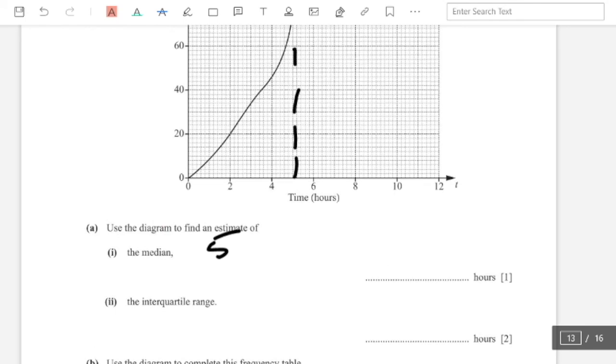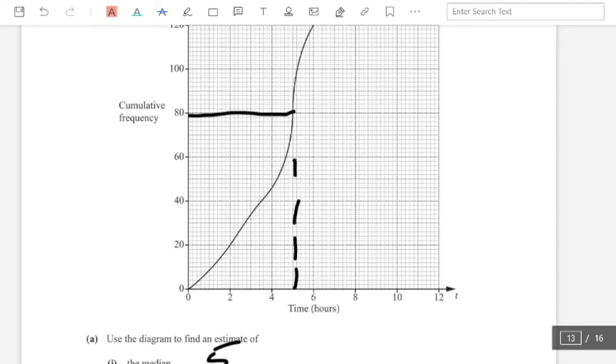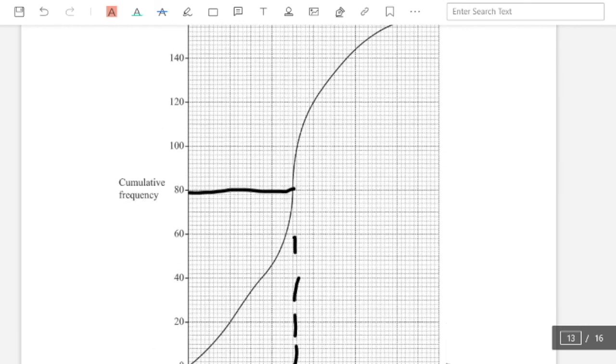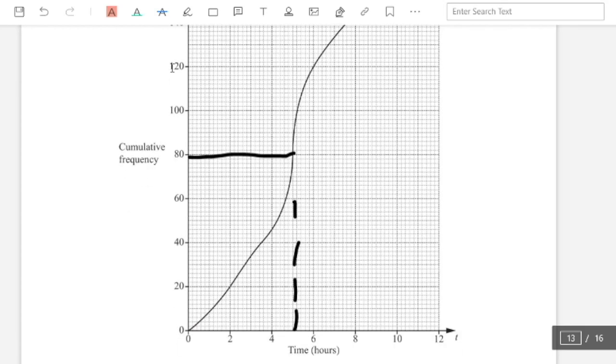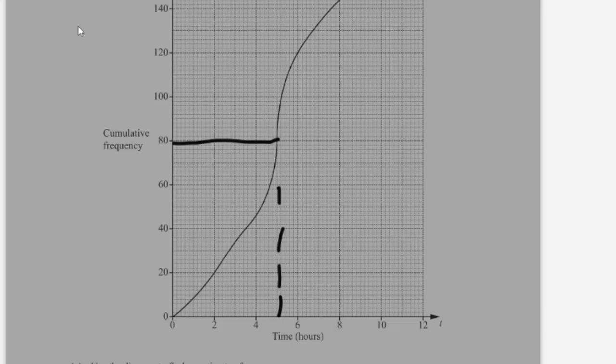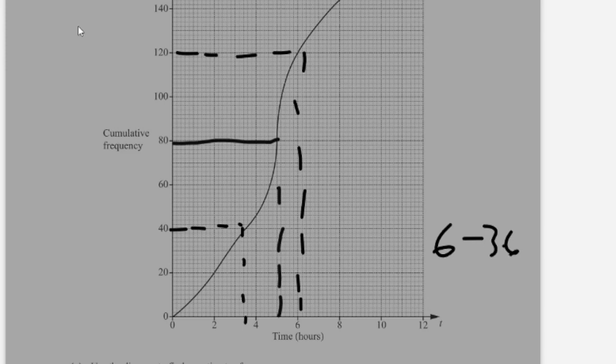B, the interquartile range. In the interquartile range, we have the difference between 75% and 25% of the total value. So 75% of 160 is 120. So I'm going to drag it over here and match it with the x-axis value, which is 6 over here. And then we subtract the 25% of the value, which we can find by 40. And here we have it as 3.6. So we get the range as 2.4.